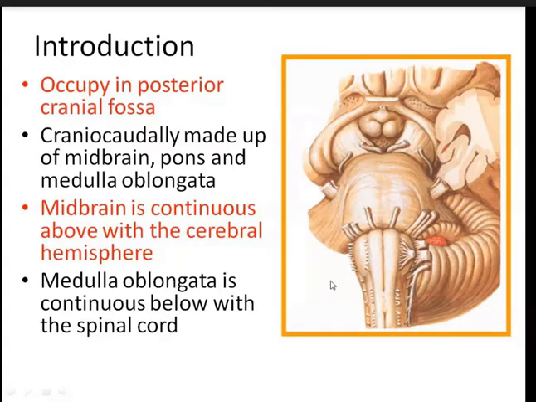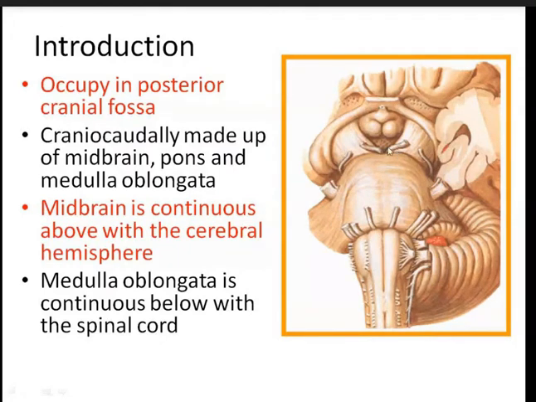Craniocaudally, it is made up of midbrain, pons, and the medulla oblongata. So from above downward, this is the midbrain, the pons, and the medulla oblongata. The midbrain is continuous above with the cerebral hemisphere, and the medulla oblongata is continuous below with the spinal cord. Here we can see the terminal part, or the distal end, of the medulla oblongata, from where the spinal cord begins below, and this is the cerebrum, which is just above the midbrain. So these three structures come under the brain stem: craniocaudally, midbrain, pons, and the medulla oblongata.